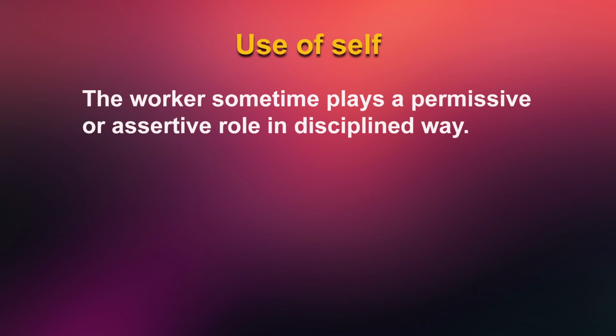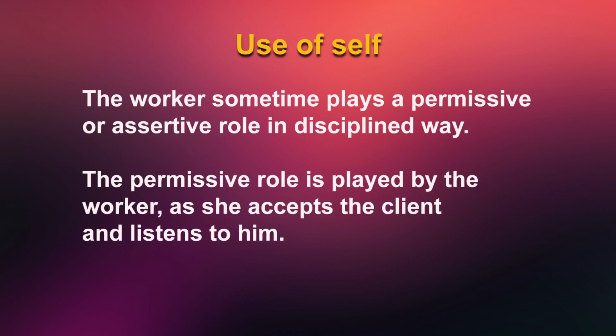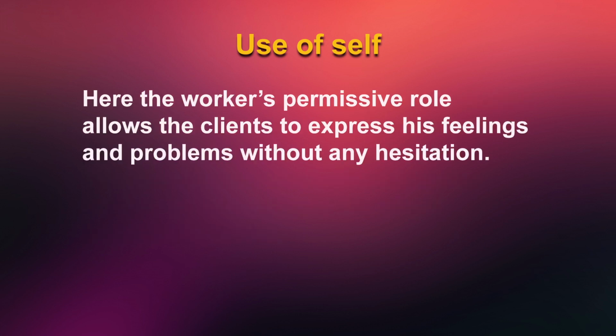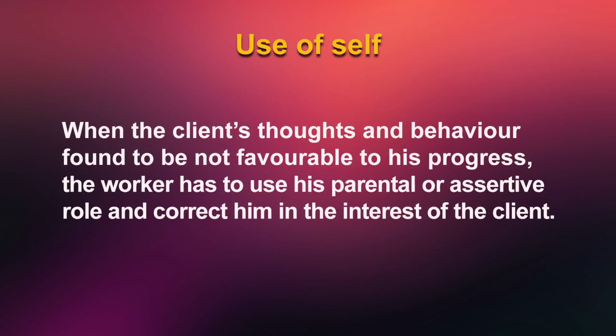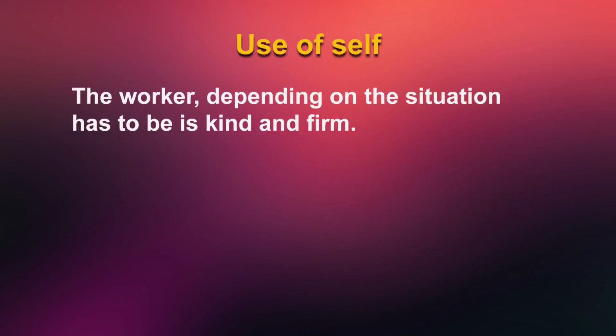The worker sometimes plays a permissive or assertive role in a disciplined way. The permissive role is played by the worker as she accepts the client and listens to him. Here, the worker's permissive role allows the client to express his feelings and problems without any hesitation. The parental or assertive role is used when the client needs correction. When the client's thoughts and behavior are found to be not favorable to his progress, the worker has to use her parental or assertive role and correct him in the interest of the client. The worker, depending on the situation, has to be kind and firm.